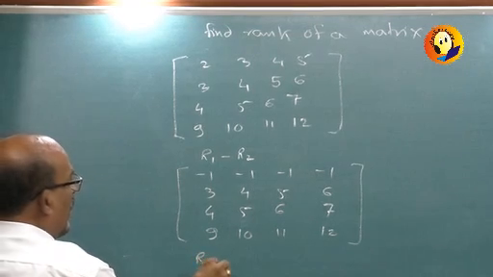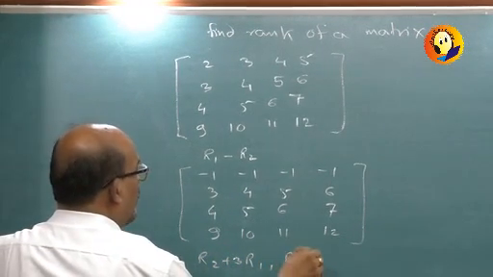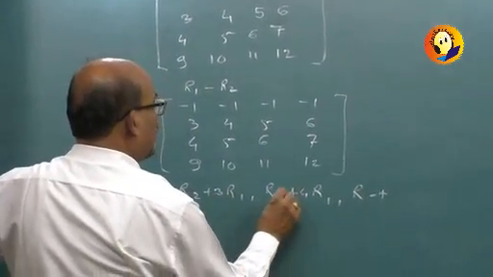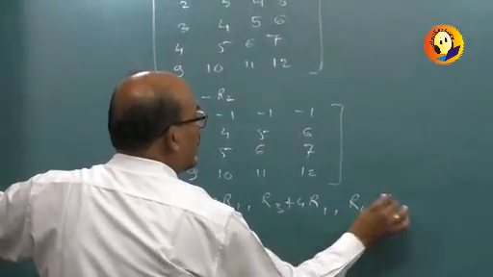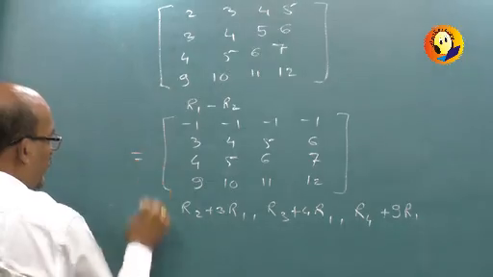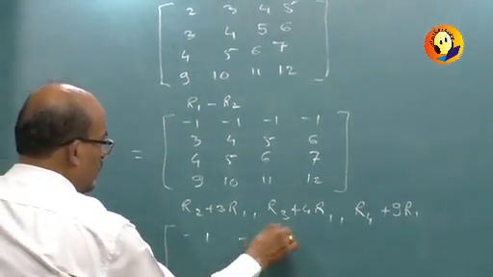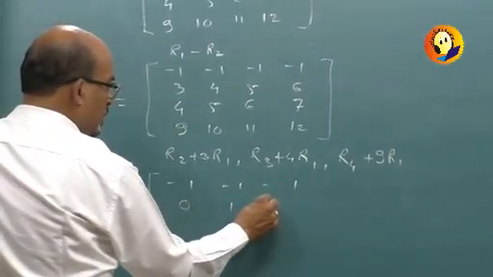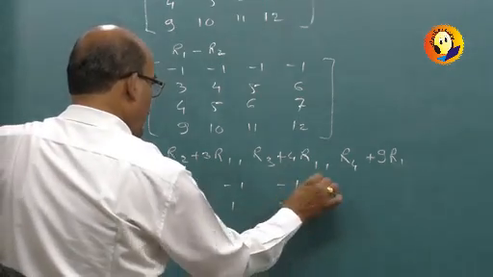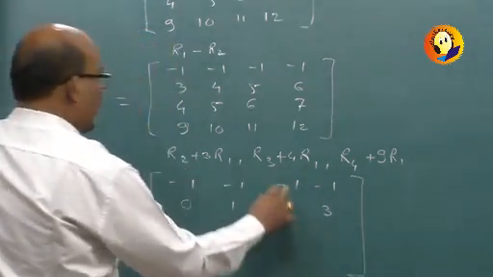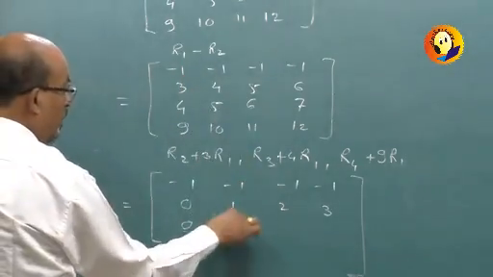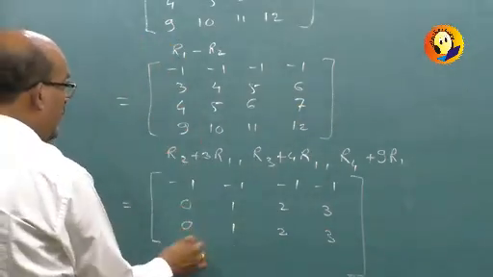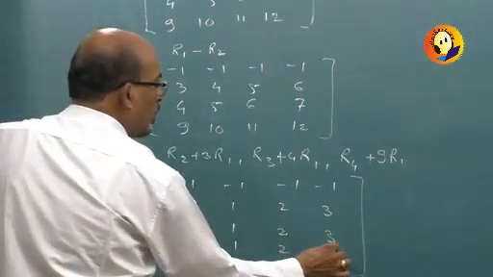And then it will be R2 plus 3 times R1, R3 plus 4 times R1, and R4 plus 9 times R1, which will give us minus 1 minus 1 minus 1 minus 1. 3 times gives 0, 1, 2 and 3. 4 times gives 0, 1, again 2, again 3. And then 9 times, so 0, again 1, 2, 3.